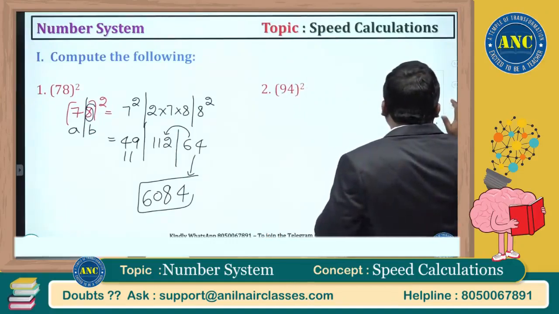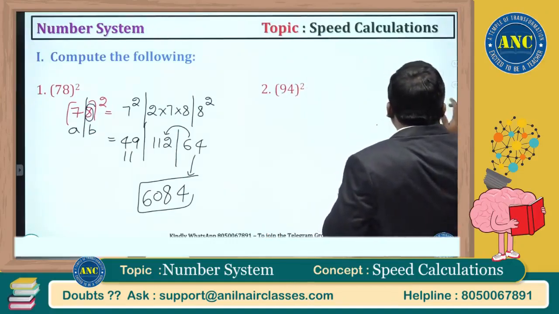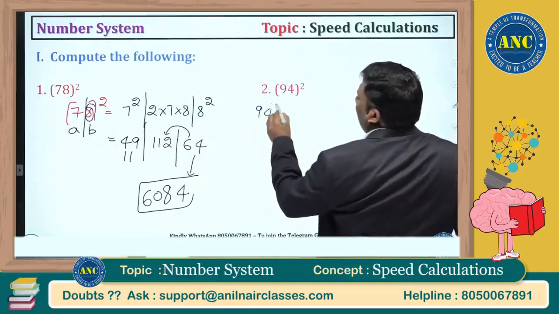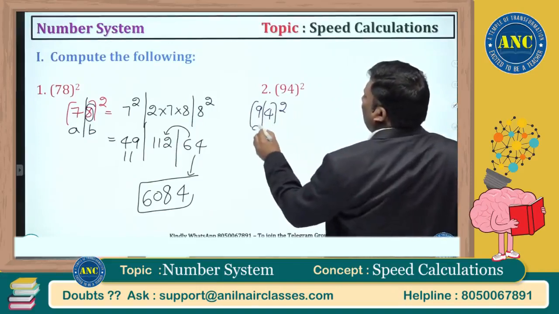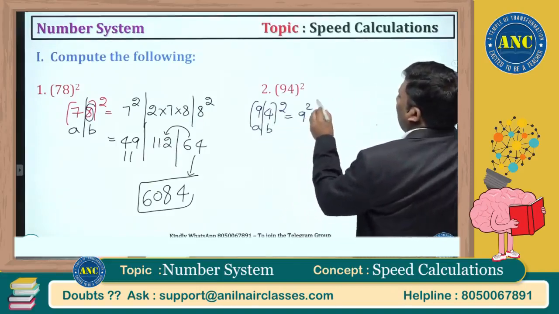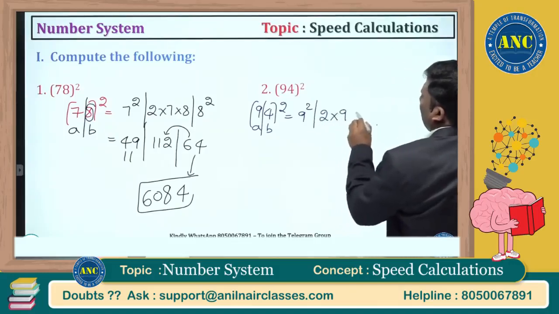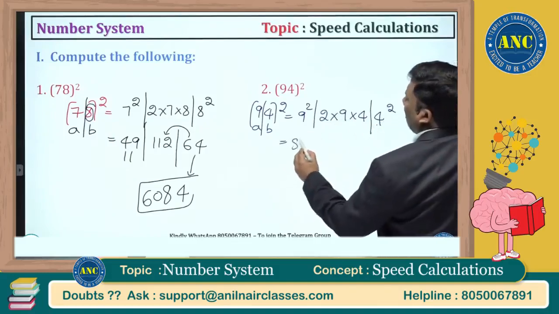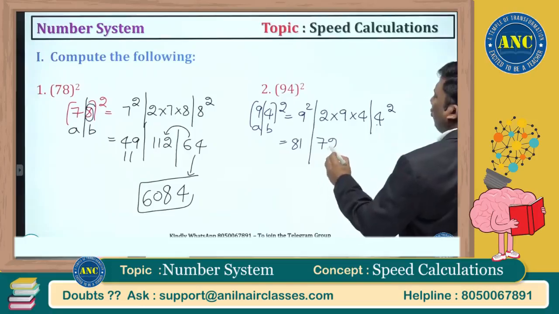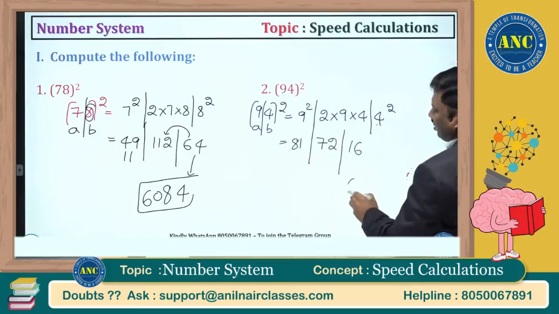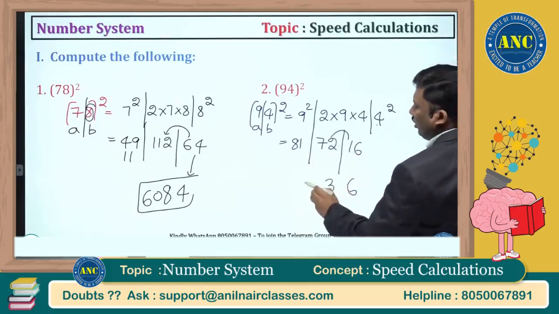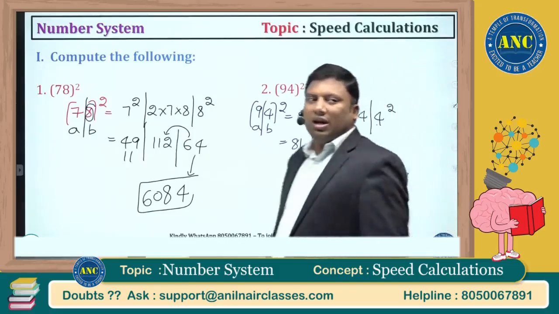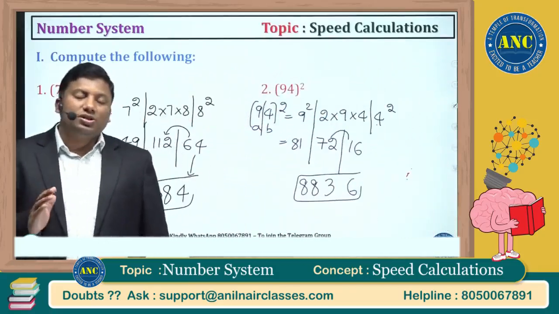94 whole square. If it is 94 whole square, a is 9 and b is 4. So this will become a square, next is 2ab, and the next one is b square. 9 square is 81. 2 9s are 18, 18 4s are 72. 4 square is 16. 6, 1 carried, 73. 7 carried, 81 plus 7 is 88. Answer is 8836.